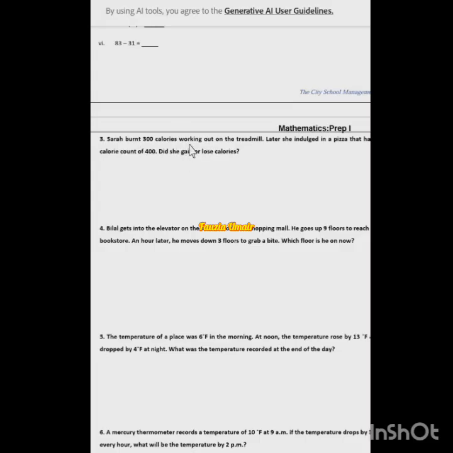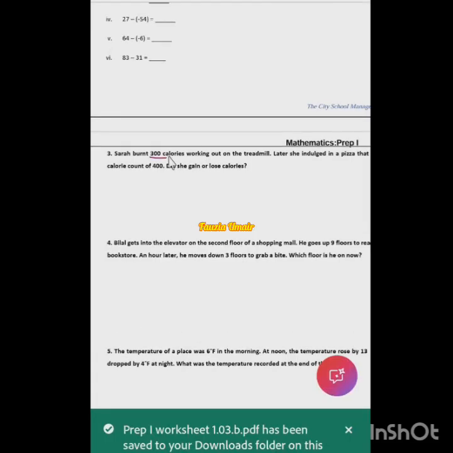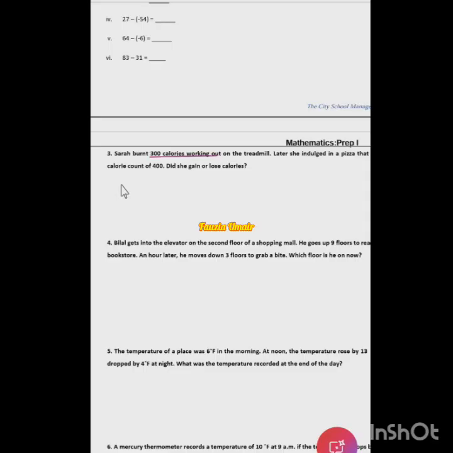You can remember the first worksheet we did. So the calories from working out and the calories she's taking in. Which one will have a positive sign and which one will have a negative sign? So is working out a gain of calories or a loss of calories?